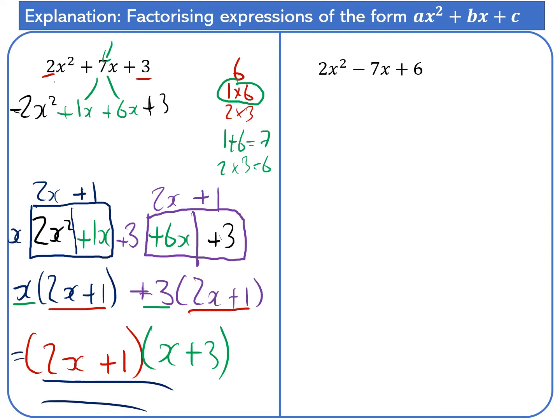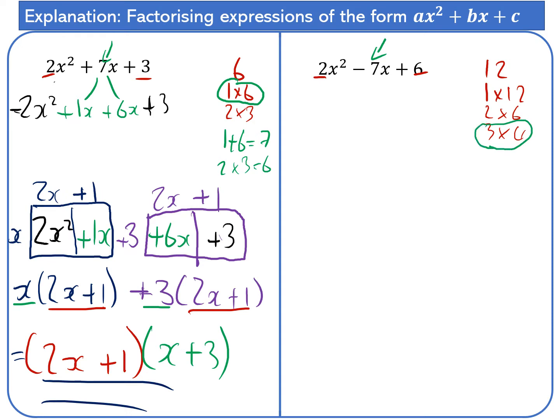We're finished with that. Let's look at the next one with a negative. 2 times 6 is 12. Factor pairs of 12. 1 times 12. 2 times 6. 3 times 4. I've gone systematically. What factor pair can I make 7 with? Looks like the 3 and 4.